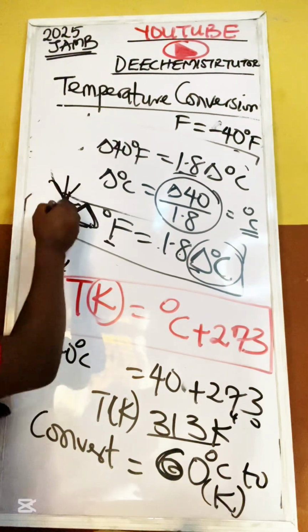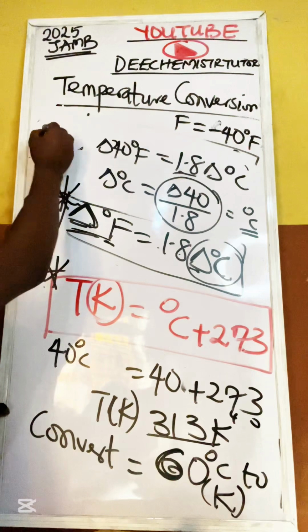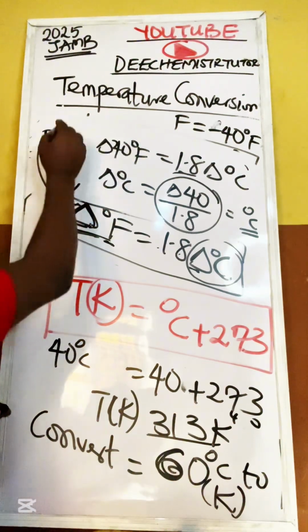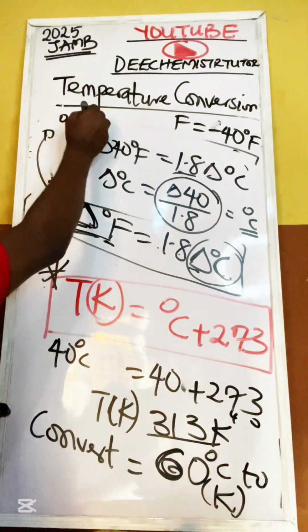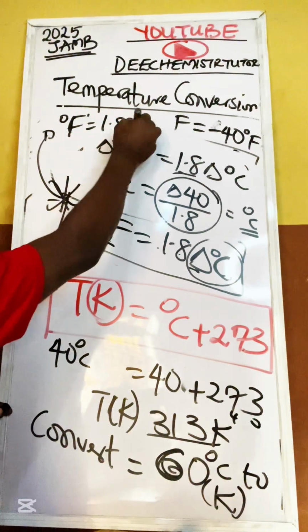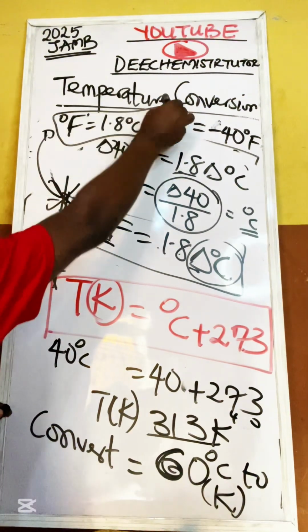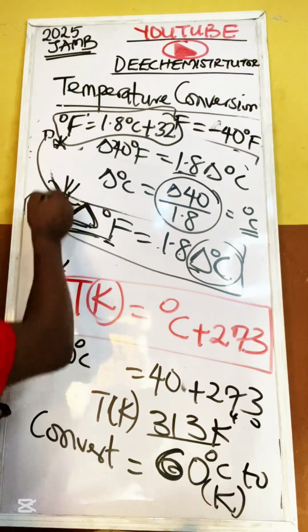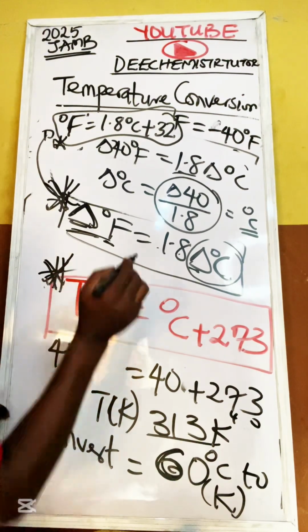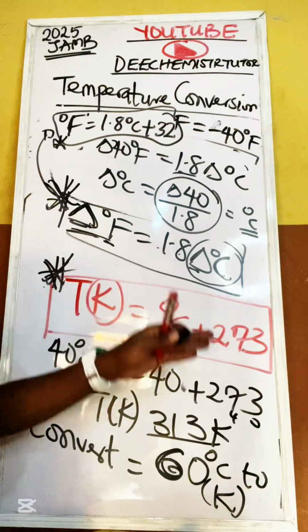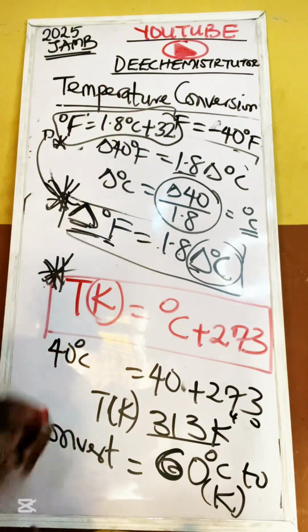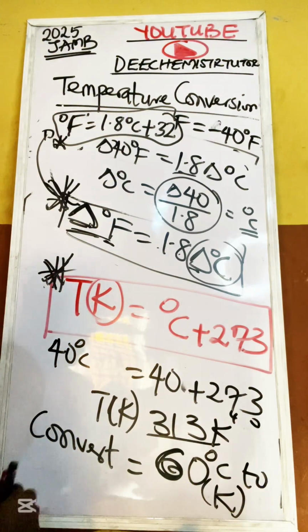You should know this. This is for change. Then if it's not change, it will be this: degree Fahrenheit equals 1.8 times degrees Celsius plus 32. So these are the three formulas that are important. So 1, 2, 3. If it is Kelvin to Fahrenheit, you can also do it. Just use that formula that I started from. I hope you get to understand this.